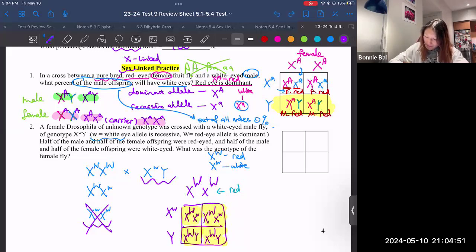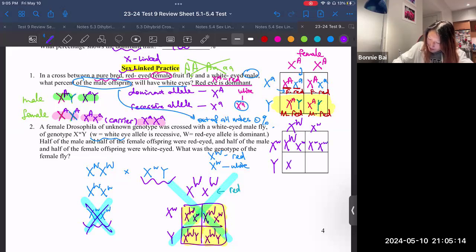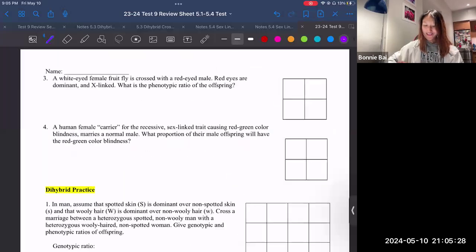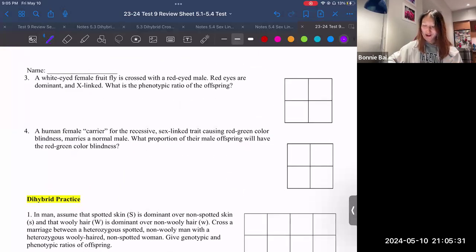Okay. All right. This also doesn't work. This one didn't work. So we have one option left. X big W, X little W, with X little W, Y. X big W, X little W, X little W, X little W, X big W, Y, X little W, Y. Okay, so what you see over here is indeed half and half for the females, half and half for the males. Hooray. Page 5. We'll get through this, I promise.